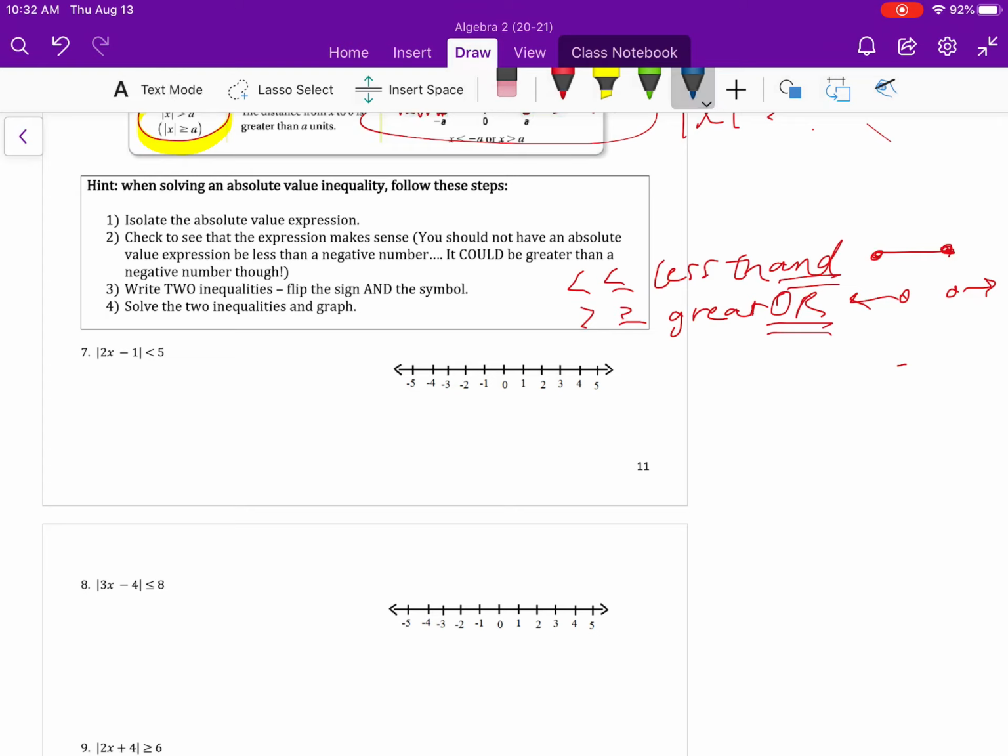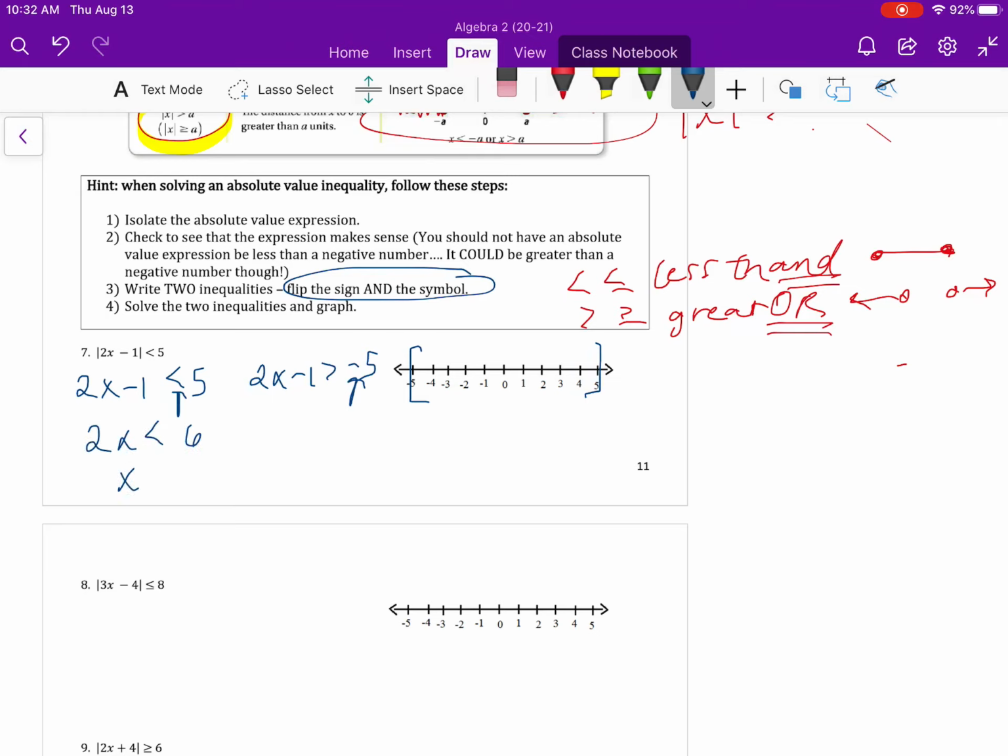So the absolute value of 2x minus 1 is less than 5. Well, let's think about what numbers are less than 5 away from 0. Well, it's all of those numbers, right? So here's what we're going to say. 2x minus 1 needs to be less than 5, but it also needs to be greater than -5, right? So all we do is flip the sign and the symbol. Flip the sign and the symbol.